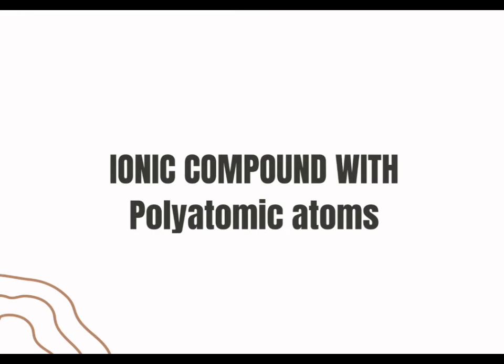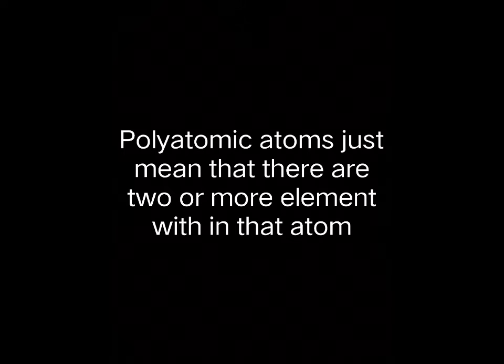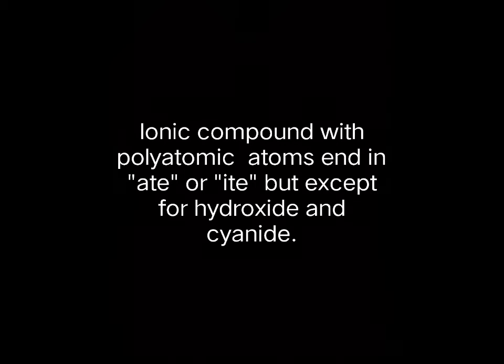The third one is the ionic compound with polyatomic ion. It consists of the name of our metal and our polyatomic ion. But first, let's discuss the meaning of polyatomic ions. Polyatomic ions just mean that there are two or more elements within that ion. Ionic compounds with polyatomic ions end in -ate or -ite, except for hydroxide and cyanide.